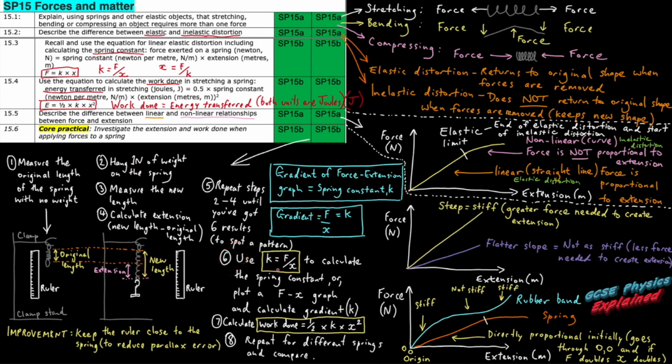Then for your 6th mark, tell the examiner you're going to use K equals F over X. So just make sure you put that in just for an extra mark. And you'll be able to calculate the spring constant K.